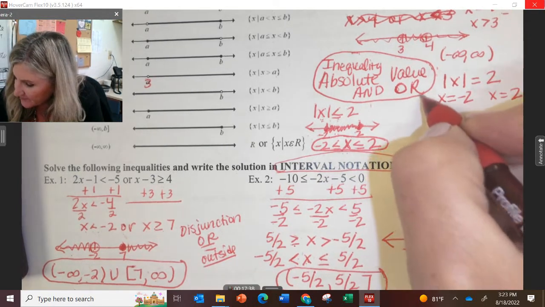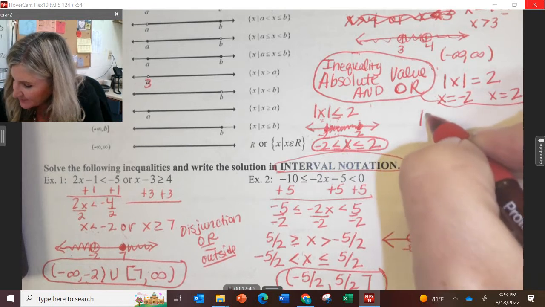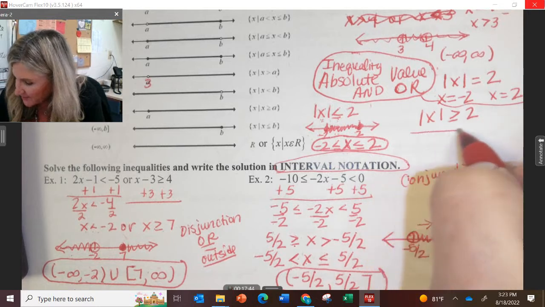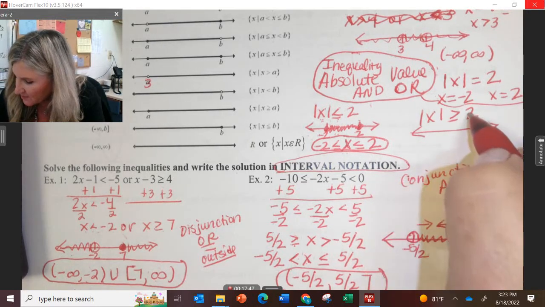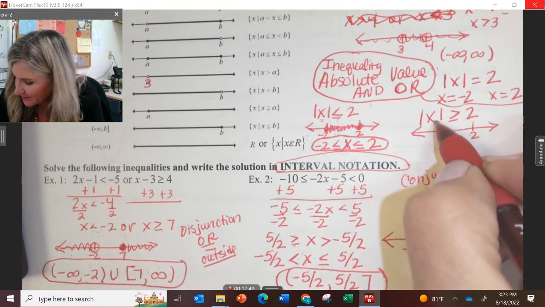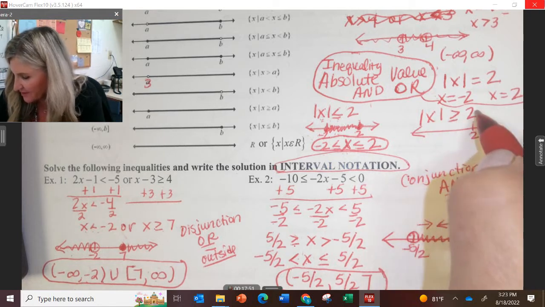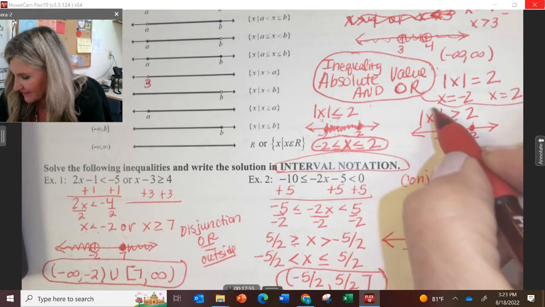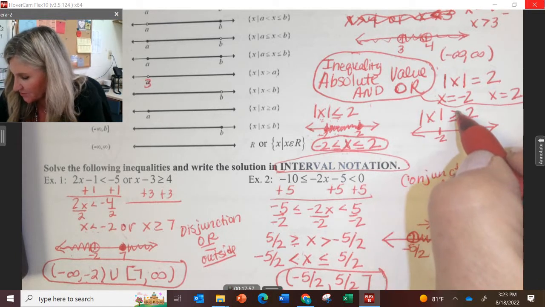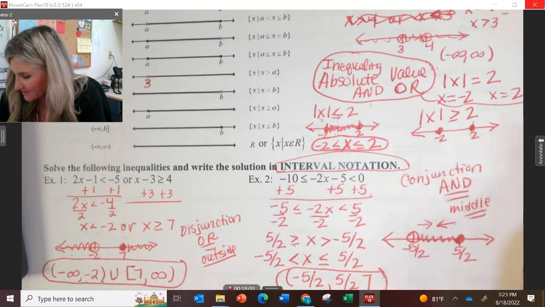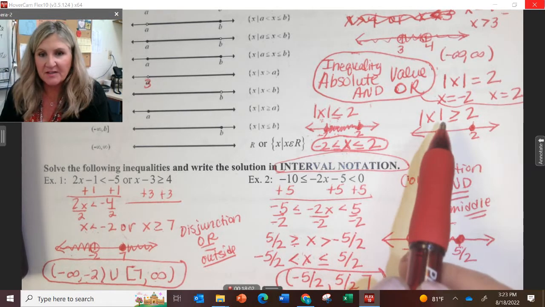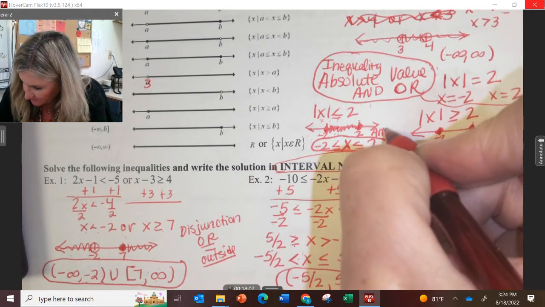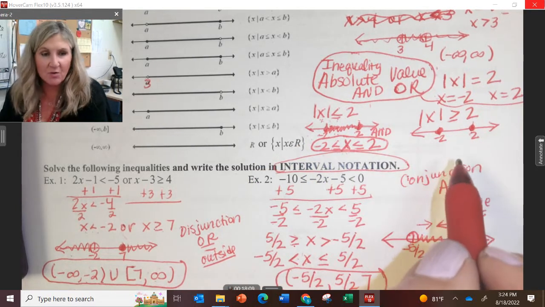All right. So now let's do the absolute value of x greater than or equal to 2. Let's make our number line. Well, we know the absolute value of 2 is 2. Is that greater than or equal to 2? Yeah, that works. What about negative 2? What's the absolute value of negative 2? 2. Is 2 greater than or equal to 2? Yep, that works. What do you think it's going to be? Is it going to be the and, like this situation? Or is it going to be an or?